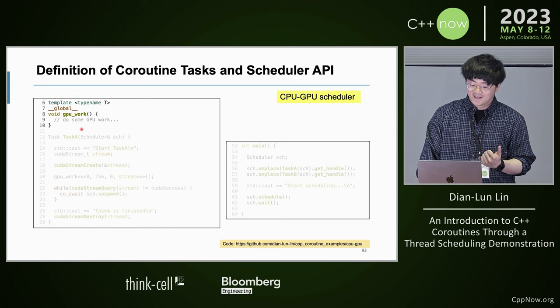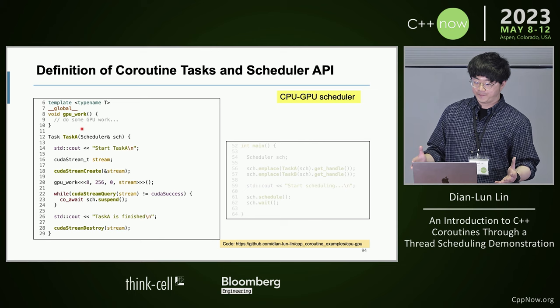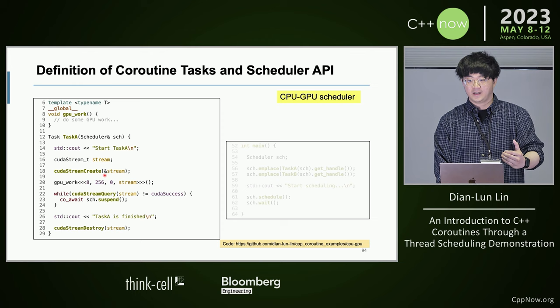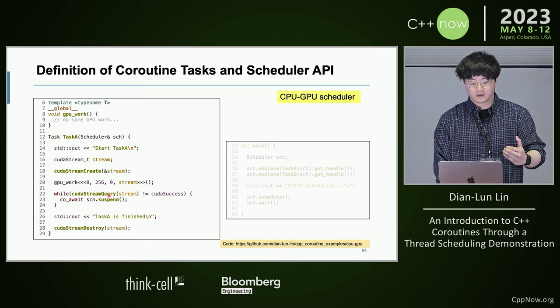In test A, again, I use CUDA for programming GPU code. To launch the kernel, you need to create a stream first. And then you execute this GPU kernel. That means you include this kernel in this stream queue.